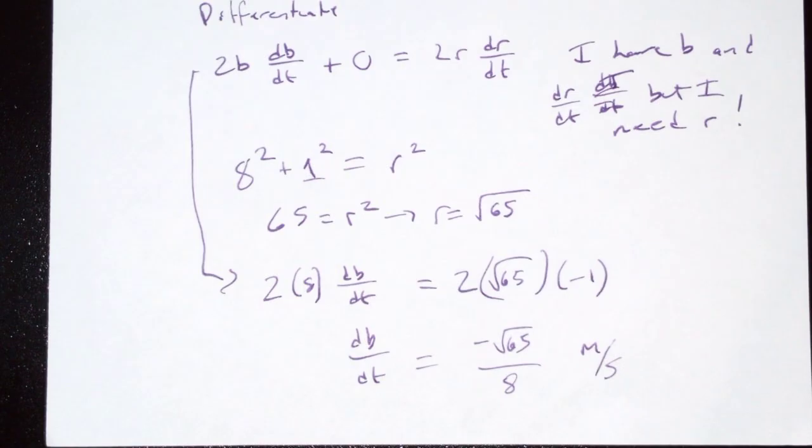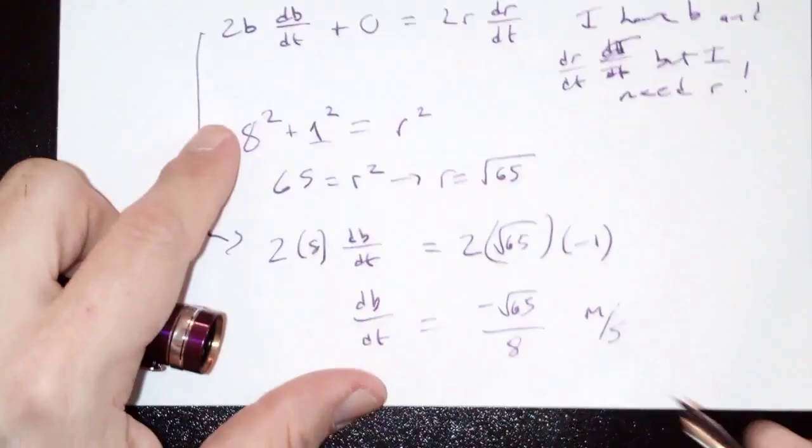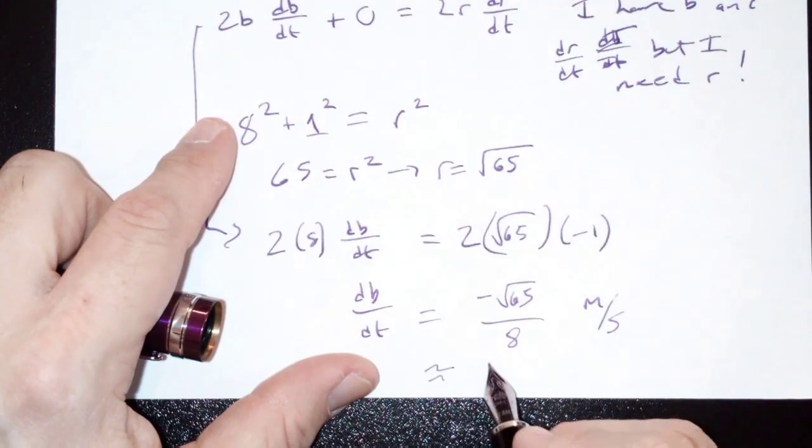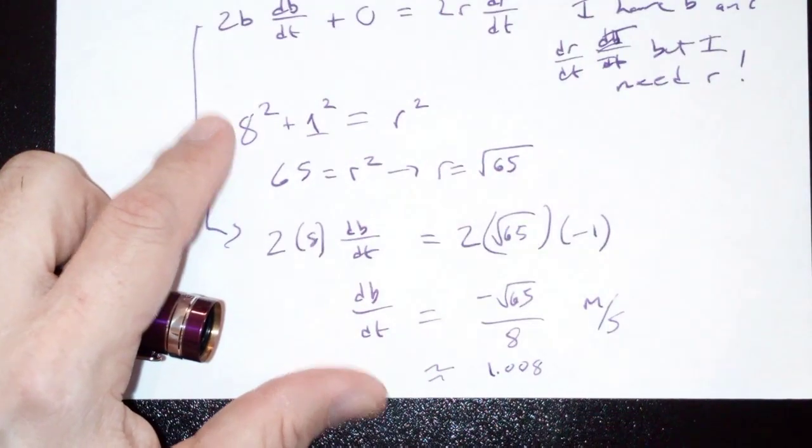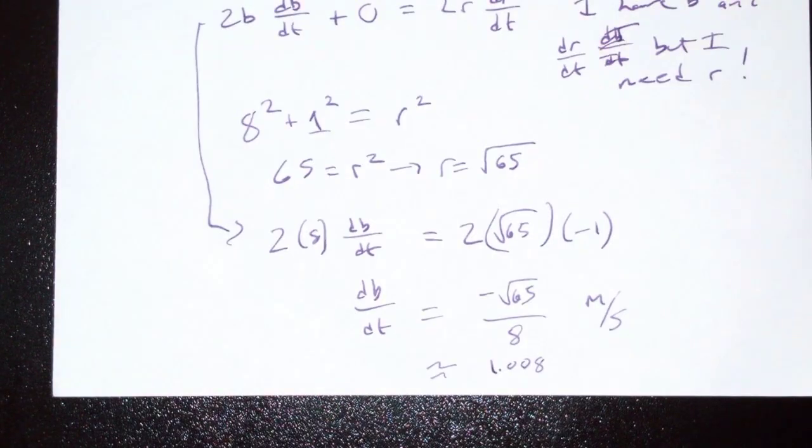Which means even though I'm only pulling at 1 meter per second, I'm actually having the boat move faster than that, because this number is roughly 1.008 meters per second. I'm pulling at an angle, so I'm moving a little faster than the rate I pull up at. Questions?